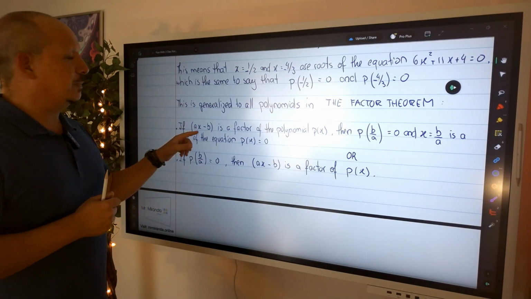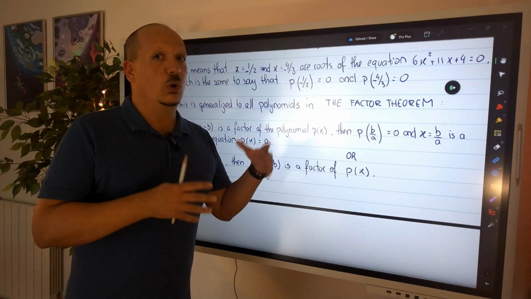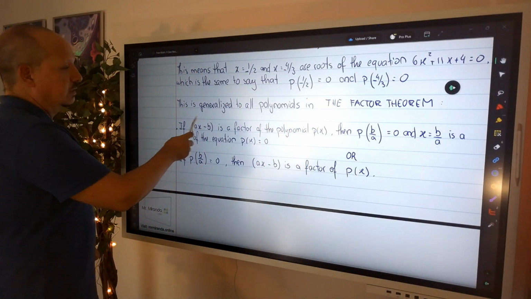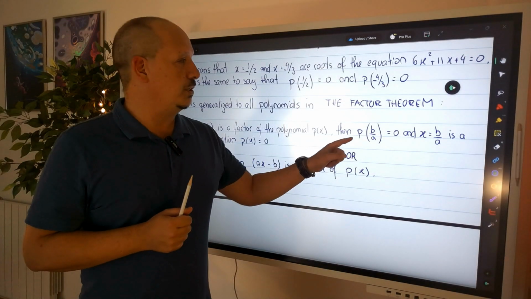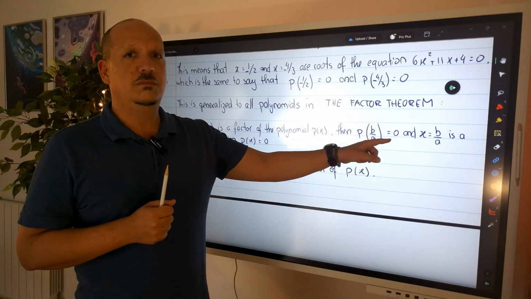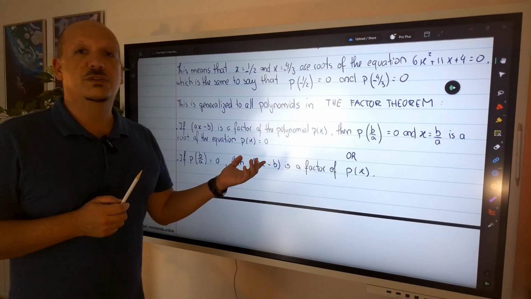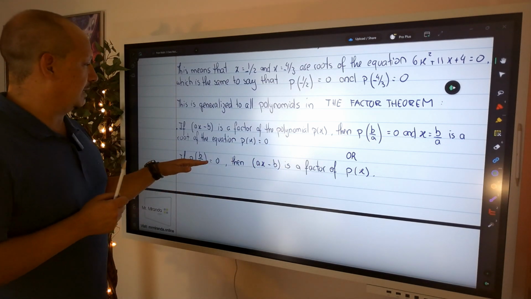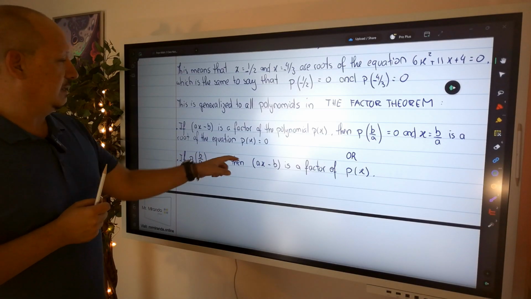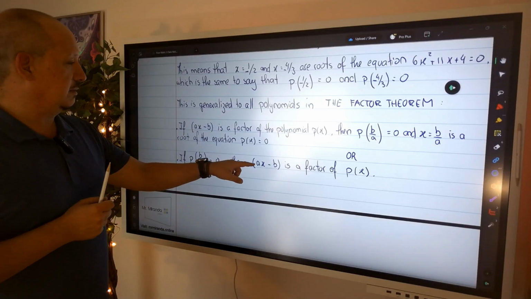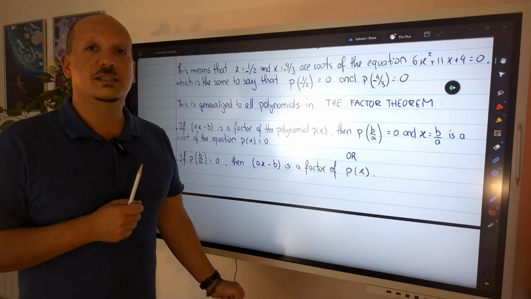If ax minus b is a factor of a polynomial p of x, whatever that is, then the result of equating this to 0, so in this case b over a, substituted on the polynomial is going to yield 0. And b over a is the root of the equation p(x) equals 0. Mathematically, you can write it like this. If p of b over a equals 0, then ax minus b is going to be a factor of p of x.